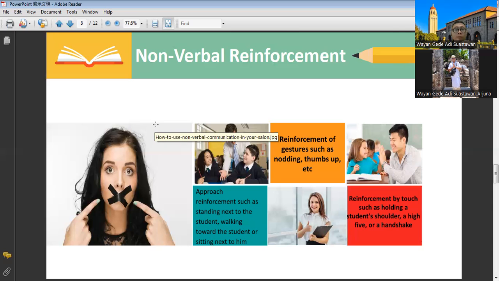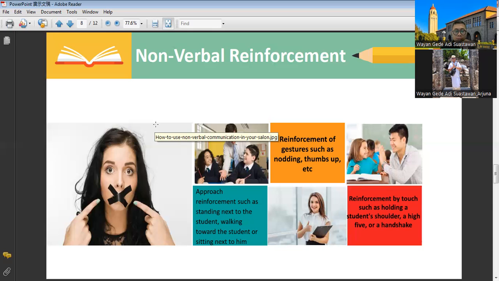And then reinforcement in the form of touch. It is done by tapping the shoulder of the student, shaking hands, or raising the hand of the student who won in the match. So the teacher needs to consider the age, cultural background, and also the gender of students. For example, reinforcement in the form of stroking the hair of students is suitable in kindergarten and low grades, but it is not appropriate for high grade students.